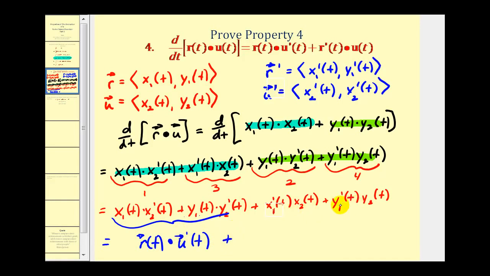If we take a look at the sum of these last two products, x sub 1 prime of t times x sub 2 of t is the x component of r prime times the x component of u, and y sub 1 prime of t times y sub 2 of t is the y component of r prime times the y component of u. So that gives us what we want. This is r prime of t dotted with u of t. So there's the proof of property 4.